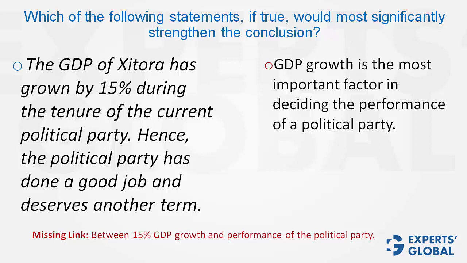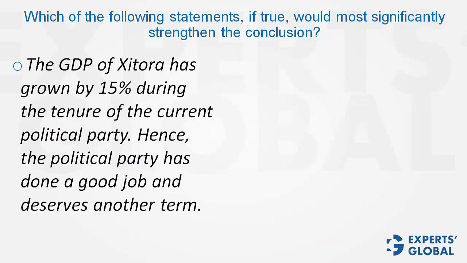So you have to assume the answer choice to be correct and simply judge whether this answer choice is strengthening the conclusion by forming a strong link between the GDP growth and the performance of the party. This answer choice is very much filling the missing link and is a fine strengthening statement. One more example. The same argument, the same missing link.